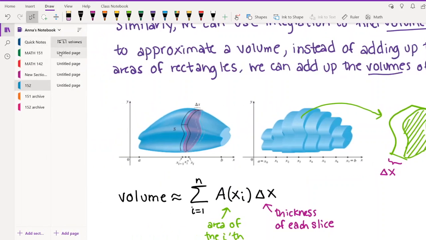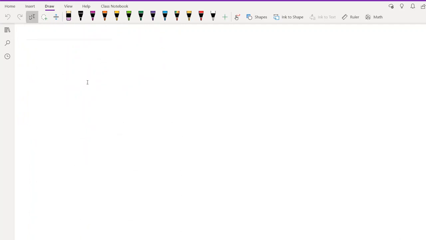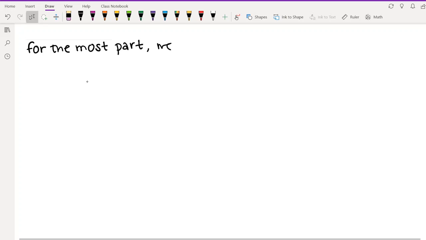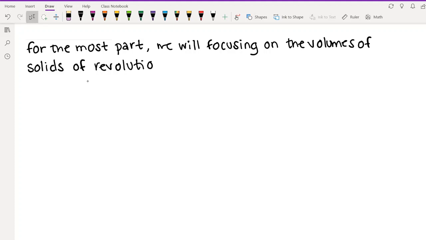But for the next few videos, we're going to be focusing on a type of shape that's called a solid of revolution. So let me describe what that means. For the most part, in this class, we will be focusing on finding the volumes of shapes called solids of revolution. So what is a solid of revolution?